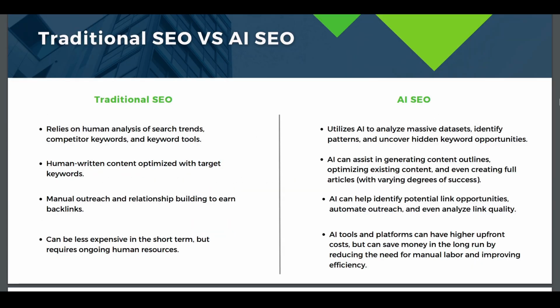So you also want to make sure that you're working simultaneously to build a brand while doing SEO as well. Now let's take a quick glance at the differences between traditional SEO and AI SEO. Okay, so we have different sections here: keyword research, off-page, on-page, and the price. As far as keyword research is concerned, traditional SEO relies on human analysis of search trends, competitor keywords, and keyword tools. But AI SEO utilizes AI to analyze massive data sets, identifying patterns, and uncover hidden keyword opportunities.